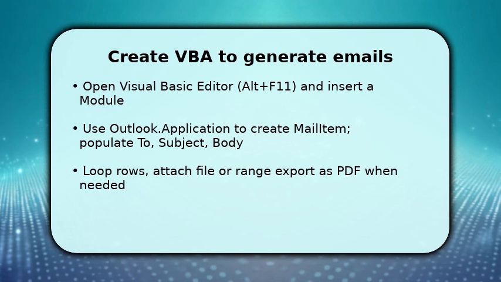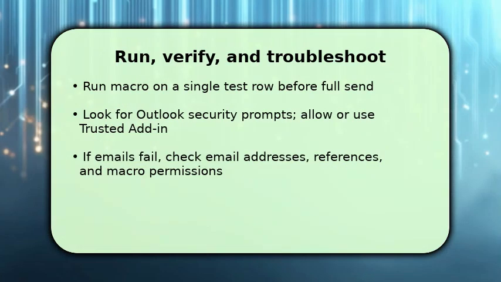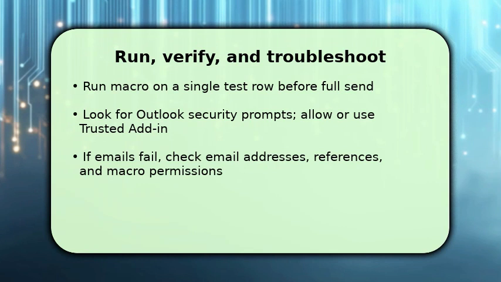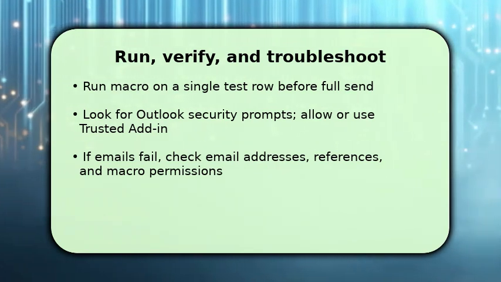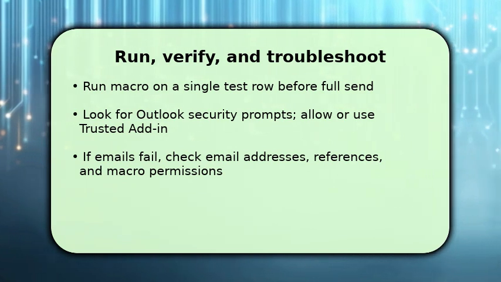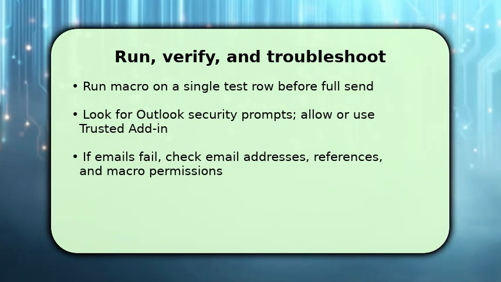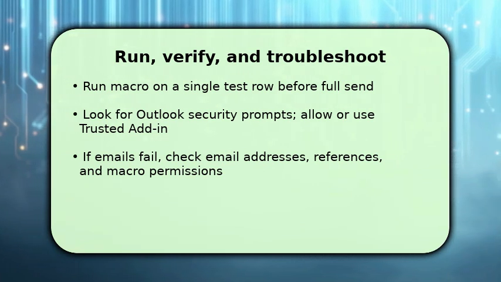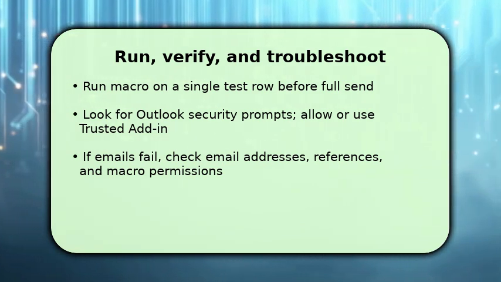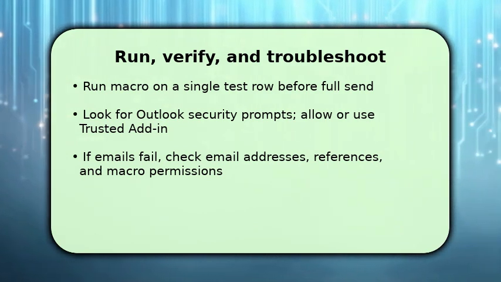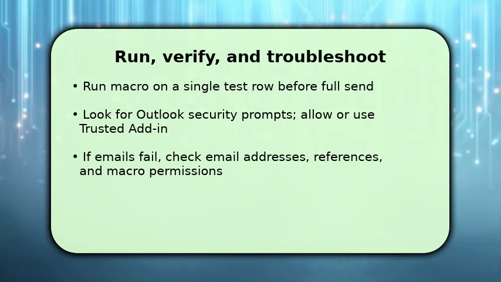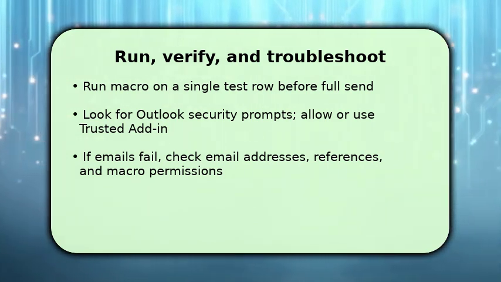Execute the macro first on a single, controlled test row and confirm the draft or sent email looks correct. You want to verify formatting, attachments, and personalization. Once satisfied, run the full loop. If Outlook blocks sending, check for security prompts and consider using a signed macro or setting appropriate trust settings. If something goes wrong, make sure addresses are valid, Excel ranges referenced correctly, and macros are enabled.